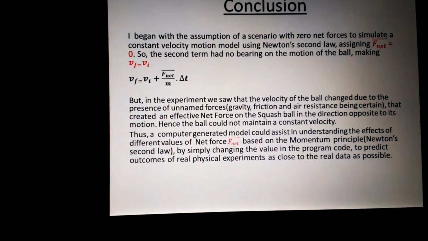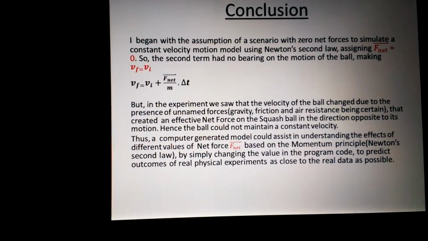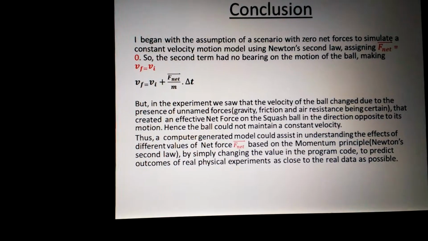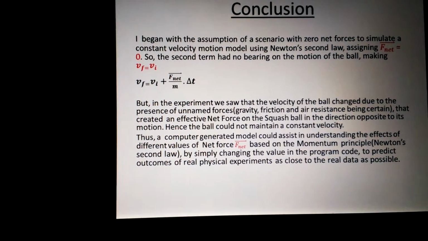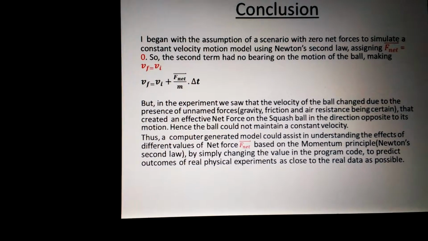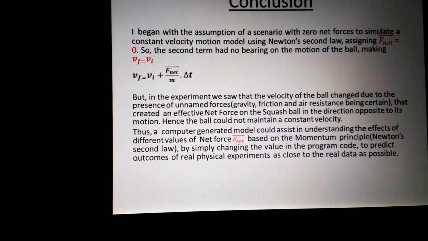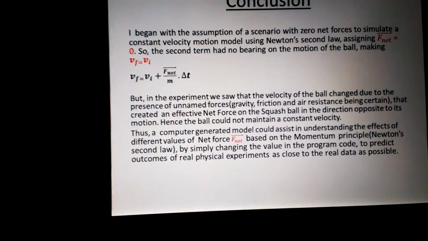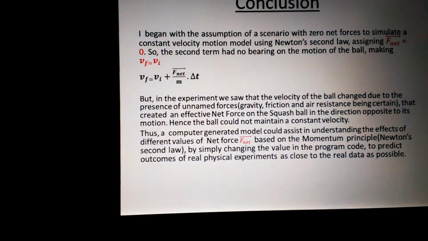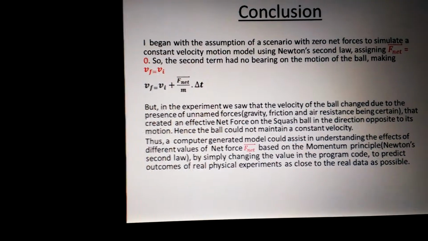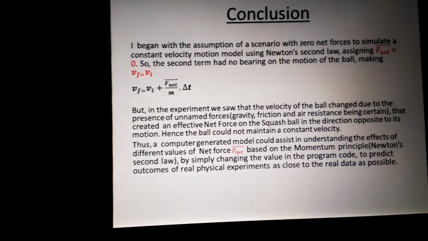But in the experiment, we saw that the velocity of the ball changed due to the presence of unnamed forces. I mean gravity, friction, and air resistance being the ones that we do know about, that created an effective net force on the squash ball in the direction opposite to its motion. Hence, the ball could not maintain a constant velocity.